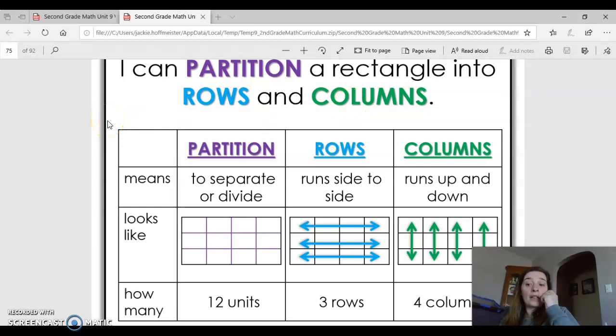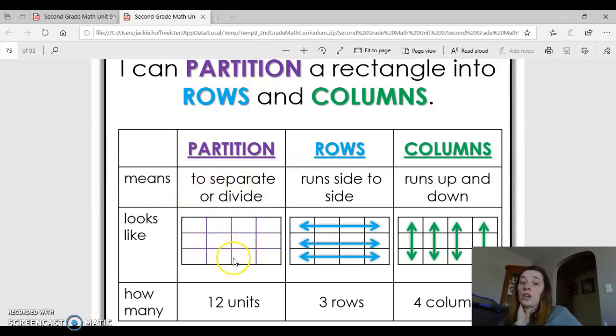Now, if you remember back to earlier in the year, we talked about arrays. These kind of look like arrays, and we talked about rows side to side and columns up and down. So that's what that means. Rows side to side, columns up and down. So partition means to separate or divide.